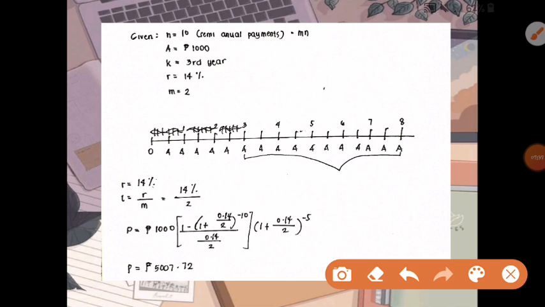semi-annual. So, here, R is equal to 14%. So, I is equal to R over M is equal to 14% over 2. P is equal to 1,000 pesos. 1 minus times 1 plus 0.14 yung R natin over 2 minus 10 over 0.14 over 2. So, 1 plus 0.14 over 2 raised to negative 5. Yung sagot natin dito ay ito na. Sagot natin is 5,007.72 pesos.